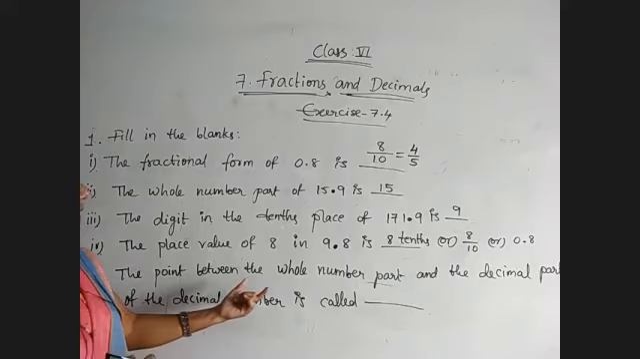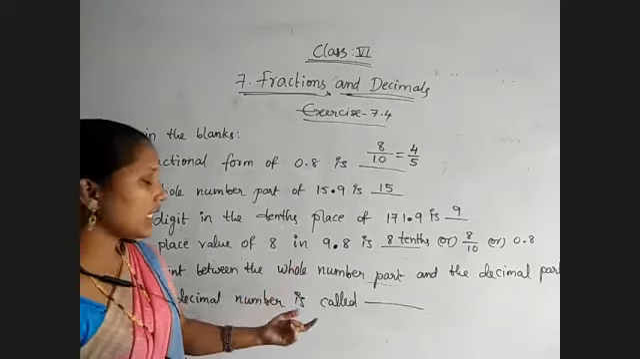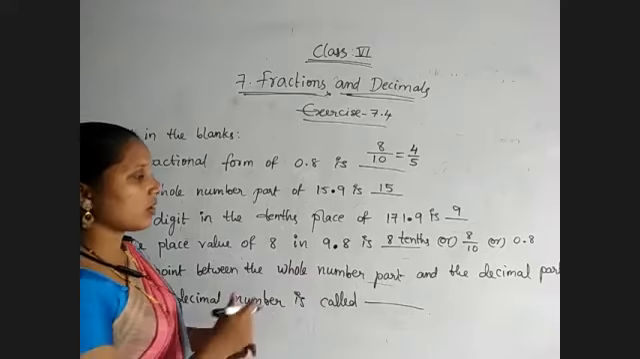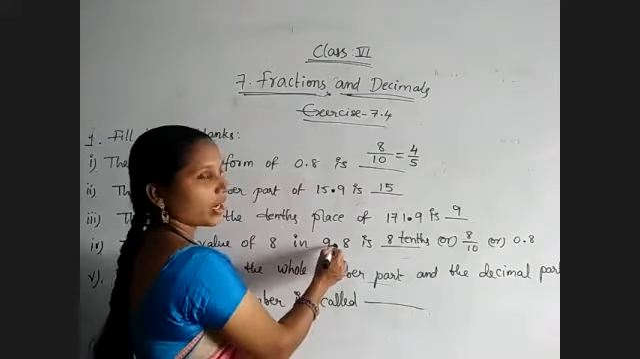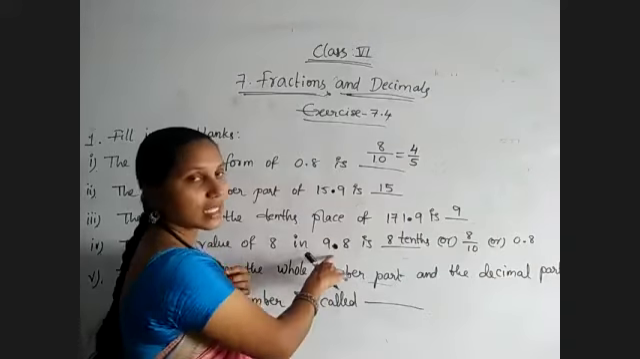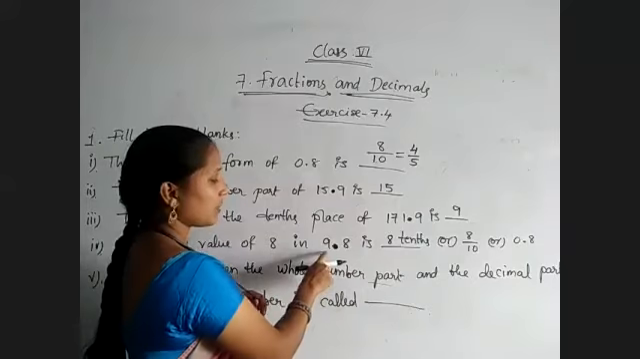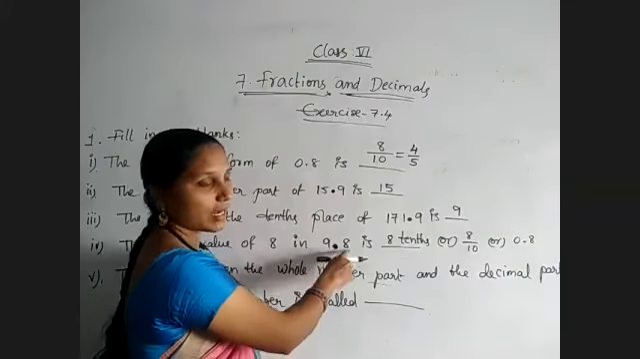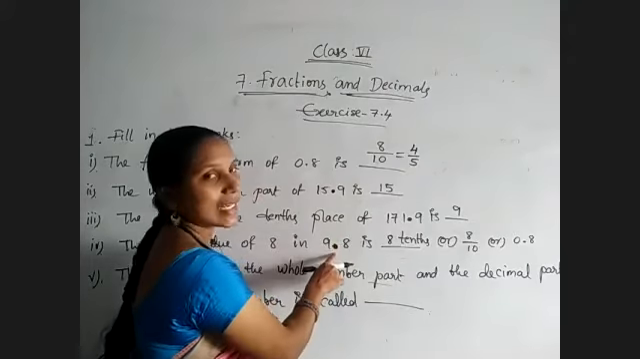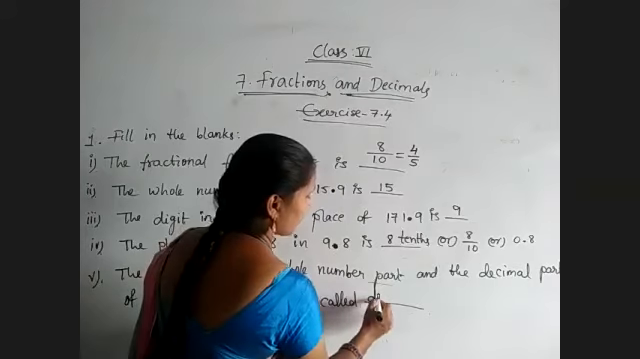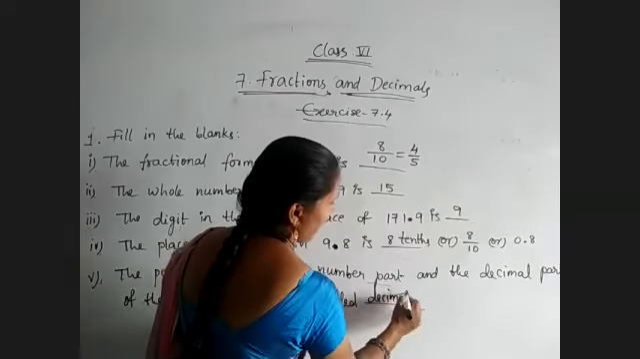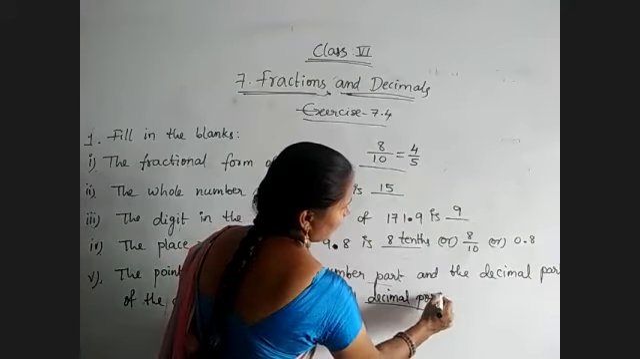The point between the whole number part and the decimal part of a decimal number is called what? What do we call this point? It is the decimal point. The point between the whole number part and the decimal part of a decimal number is the decimal point. That's all.